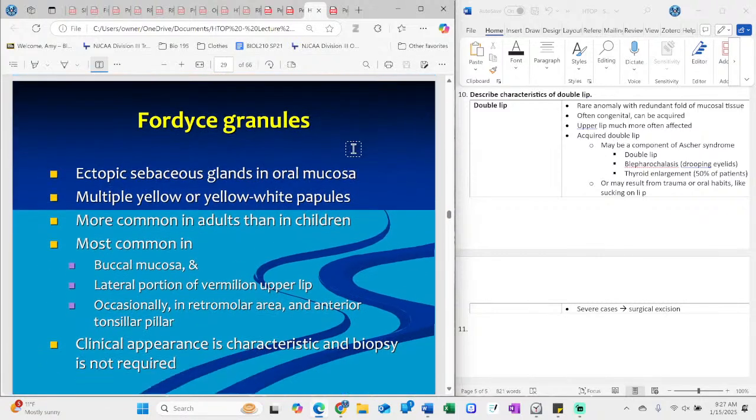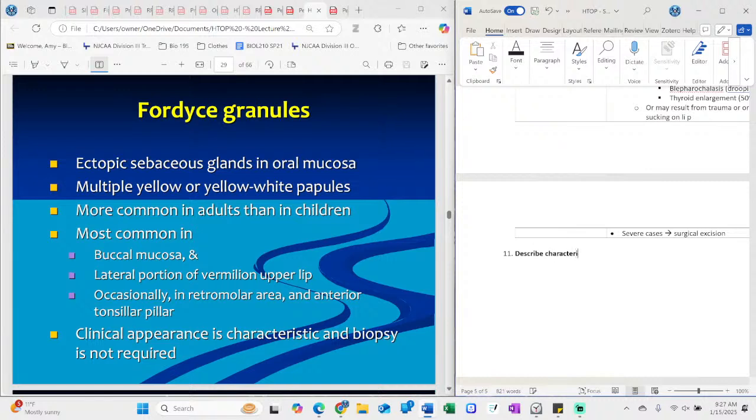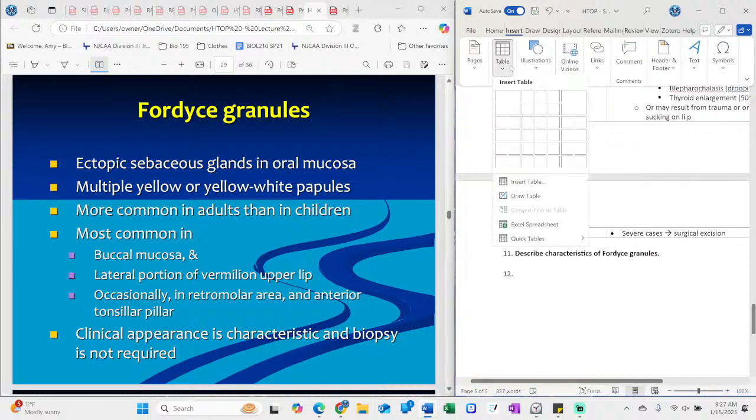Fordyce granules, have we done this last semester? Anyone remembers? Have we done Fordyce granules? So you may see Fordyce granules and hairy tongue in this topic again. I'm going to briefly go over these, but still cover them.